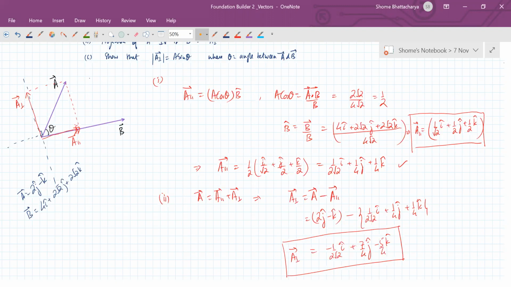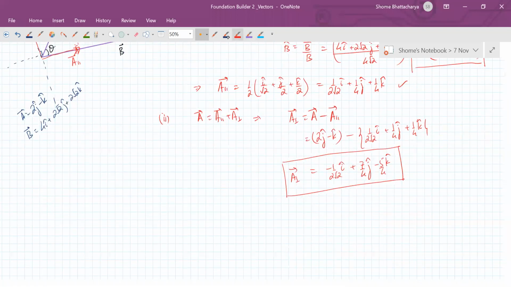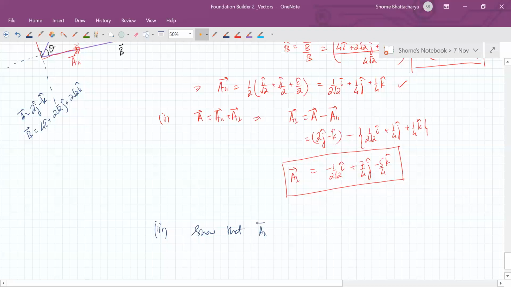Okay, so hope this is clear. Now we'll come back to that thing of cos theta and sin theta. I mean, to prove that the magnitude of this A perpendicular is A sin theta. So third part, we want to show that magnitude of this should be A sin theta. So first of all, we have got this in component form like this.